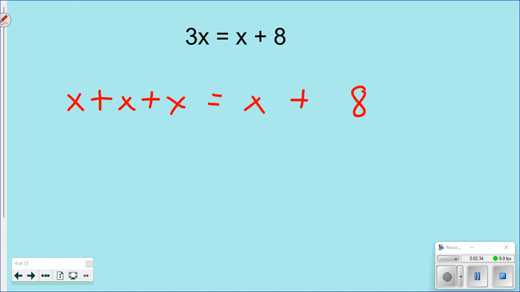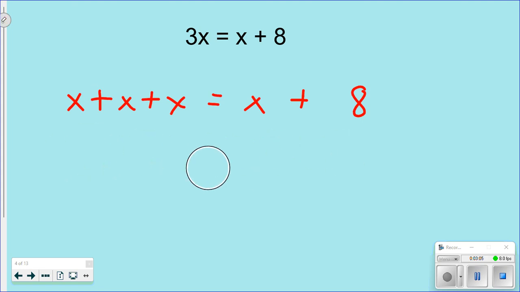Now I want you to think back to 7th grade. We talked about how everything is a balance. And what you do on one side, you have to do the other side. And if you think about your x's, remember when we solve for x, x is going to be the same number. So I want to remember that when we start solving. X is going to be the same number. So it's the same number plus the same number plus the same number equals that same number plus 8. And that means that this side is equal to whatever this side is equal to.